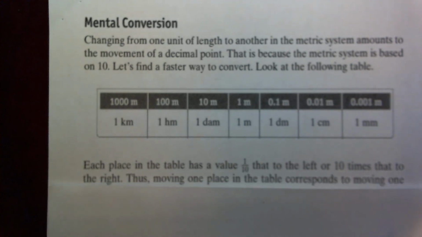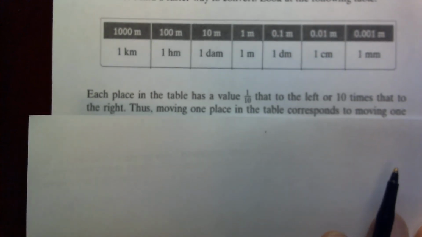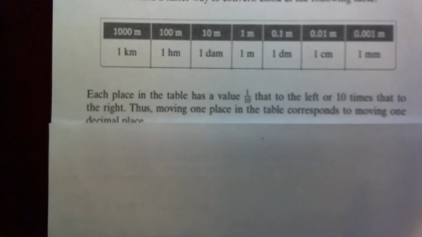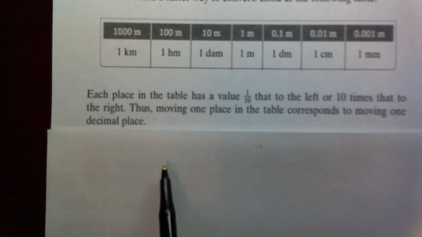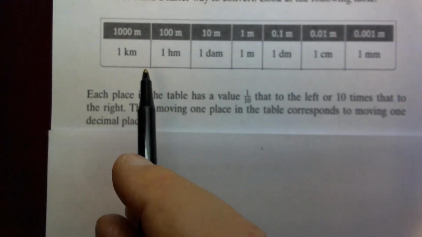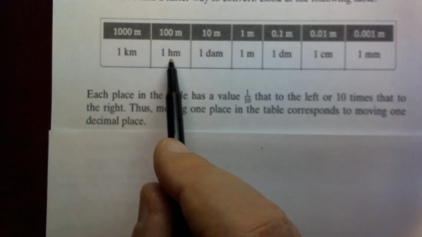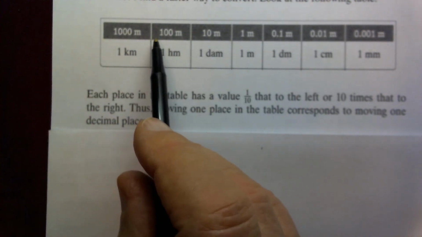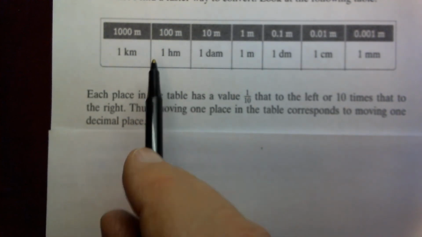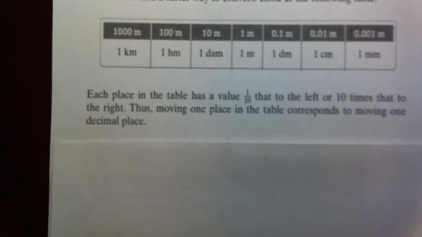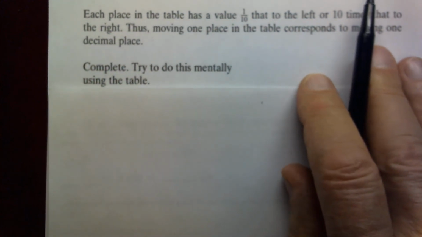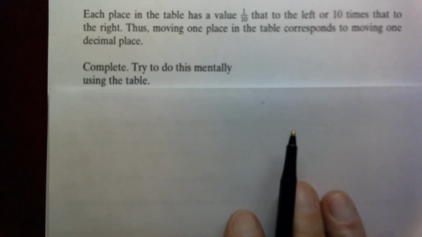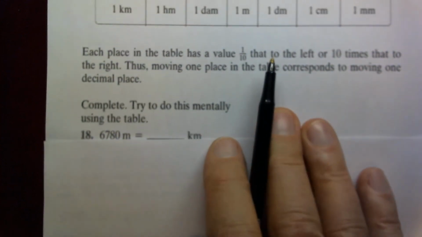So each place in the table has a value of 1/10 of the place to the left, or 10 times that to the right. So here's the idea. Moving one place in the table corresponds to moving one decimal place. In other words, going from 1 kilometer to 1 hectometer is simply a factor of 10 difference. Okay, so here we're going to do some exercises where we do this mentally using the table. So let me keep the table visible.